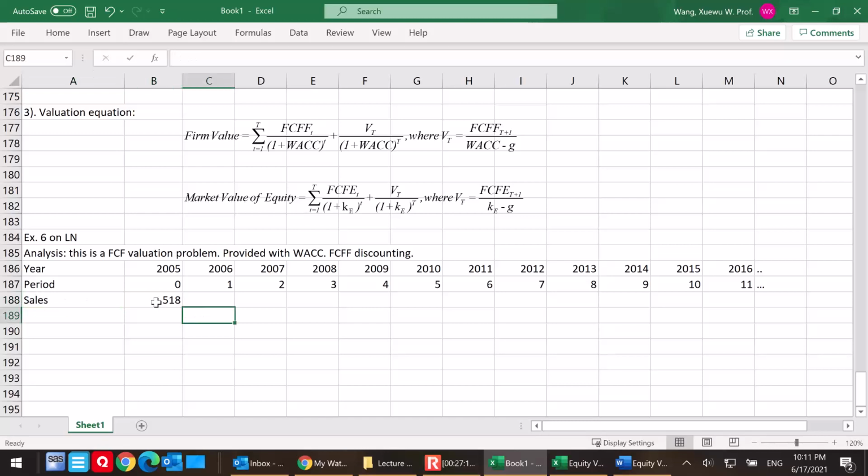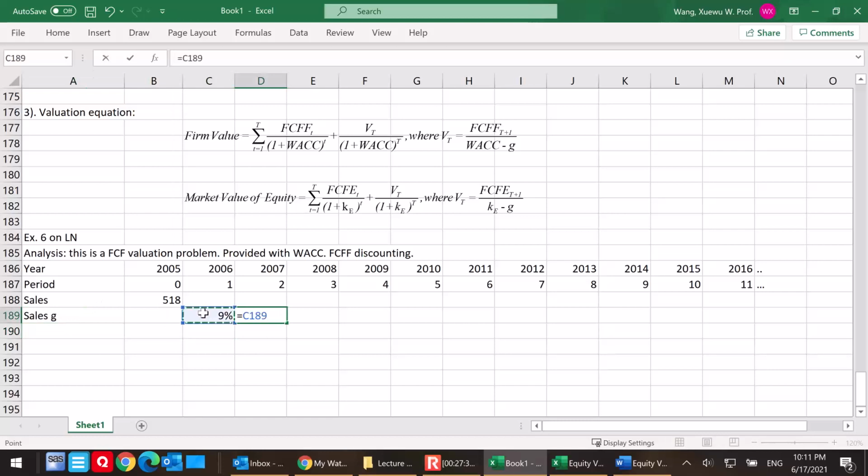So I'm just going to type down 518, instead of looking at all the zeros. And then we have the sales growth. The sales growth is going to be 9% for 2006. I'm modeling this sales growth rate, and it's going to slow down by 1% per year until it hits 4%.